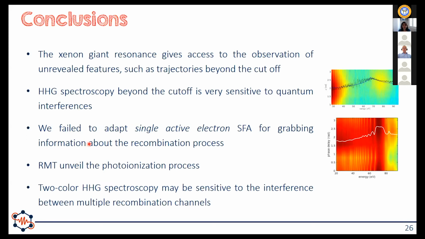We failed to adapt the single active electron strong field approximation for grabbing the information about the recombination process, but RMT unveiled for sure the photoionization process to an extent that we were not expecting before, and probably we will also be able to grab some information about the recombination. Because of course, we may then be sensitive to interference between multiple recombination channels in this condition.